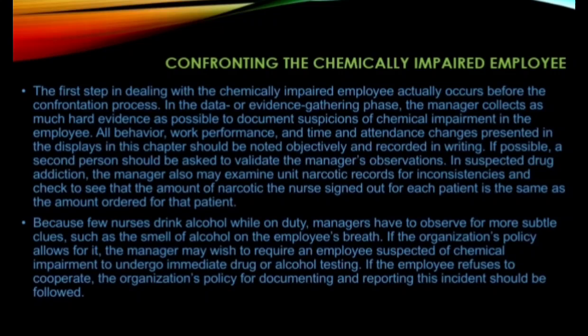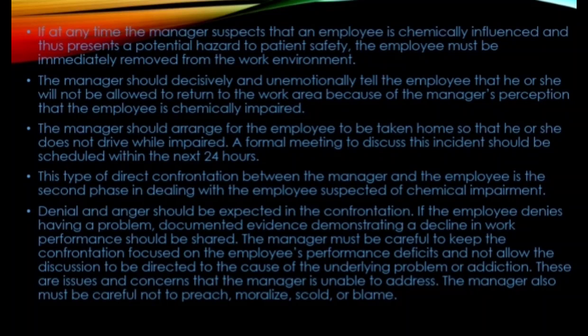If the employee refuses to cooperate, the organization's policy for documenting and reporting this incident should be followed. If at any time the manager suspects that an employee is chemically impaired and thus presents a potential hazard to patient safety, the employee must be immediately removed from the work environment. The manager should decisively and unemotionally tell the employee that he or she will not be allowed to return to the work area because of the manager's perception that the employee is chemically impaired.